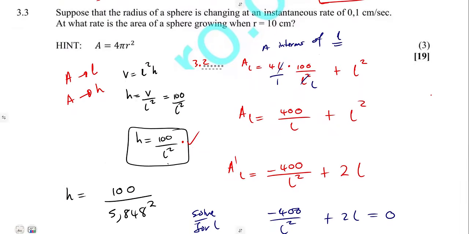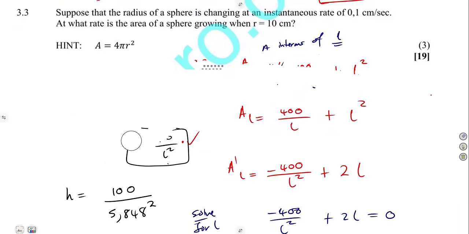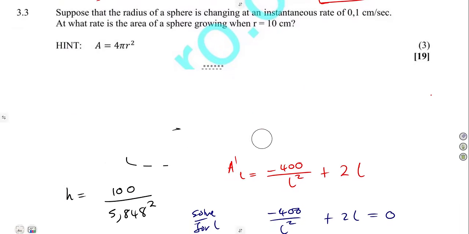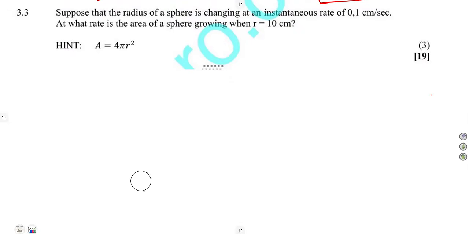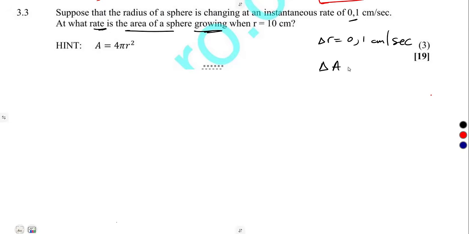All right, then 3.3. Suppose that the radius of a sphere is changing at an instantaneous value. So that is what we have from our related rates of change. So here, the radius is the one that is changing. So that's the change in radius of 0.1 centimeters per second. At what rate is the area of the sphere growing, the rate of change affecting the area, when the radius is 10 centimeters? So guys, we are already given area in terms of the radius.